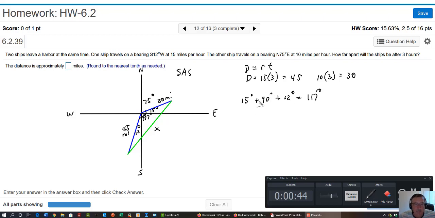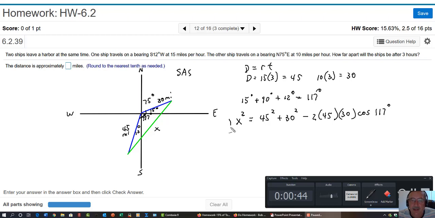All right, now you could label this triangle as angles A, B, C, sides a, b, c, but what I want you to start getting a feel for is this. If you take this opposite side, which we're after, x, and square it, the formula is going to work like this: x squared is going to equal 45 squared plus 30 squared minus 2 times 45 times 30 times the cosine of that 117 degrees. So we can actually find the distance those ships are apart by using our SAS formula.